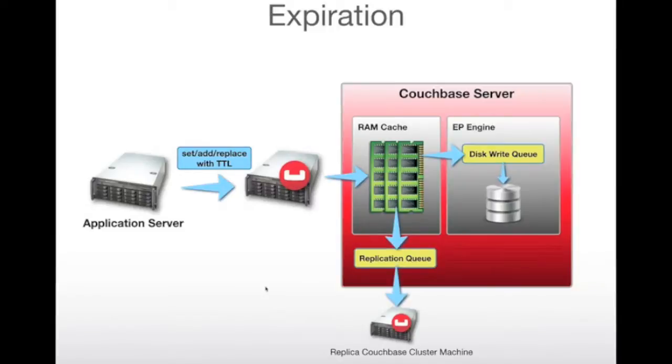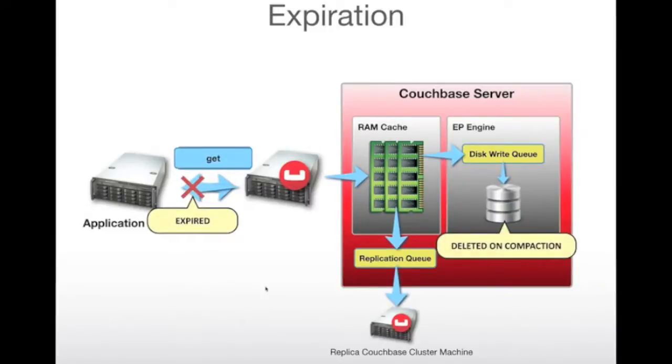Now, if that happens to expire and I do a get, it's as if it doesn't exist. Basically, I'm going to get return null or nil. It doesn't exist because it's been expired. However, it still will exist on disk. Just for efficiency, we don't actually delete expired documents until we do our compaction, our online compaction. So at that point, we'll delete off disk all the expired documents.